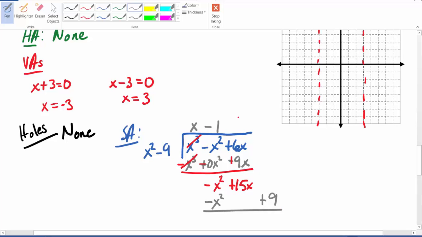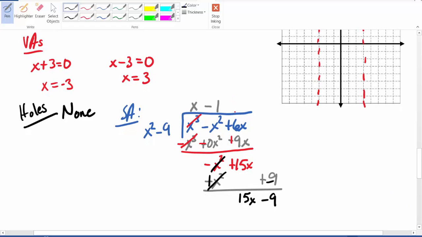We're going to go ahead and swap those signs just like we did a moment ago. And when we do that, we do notice the x squareds cancel out, leaving us 15x minus 9.